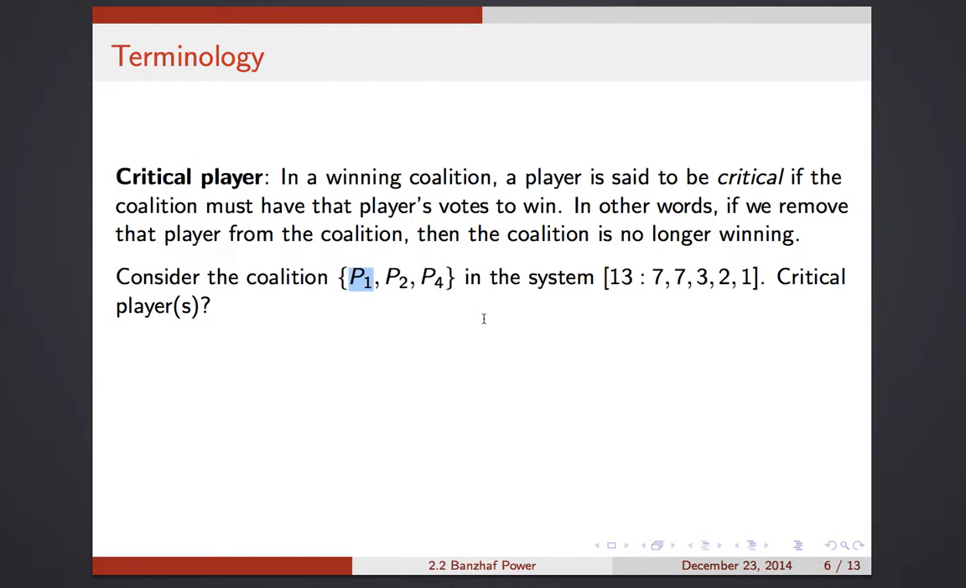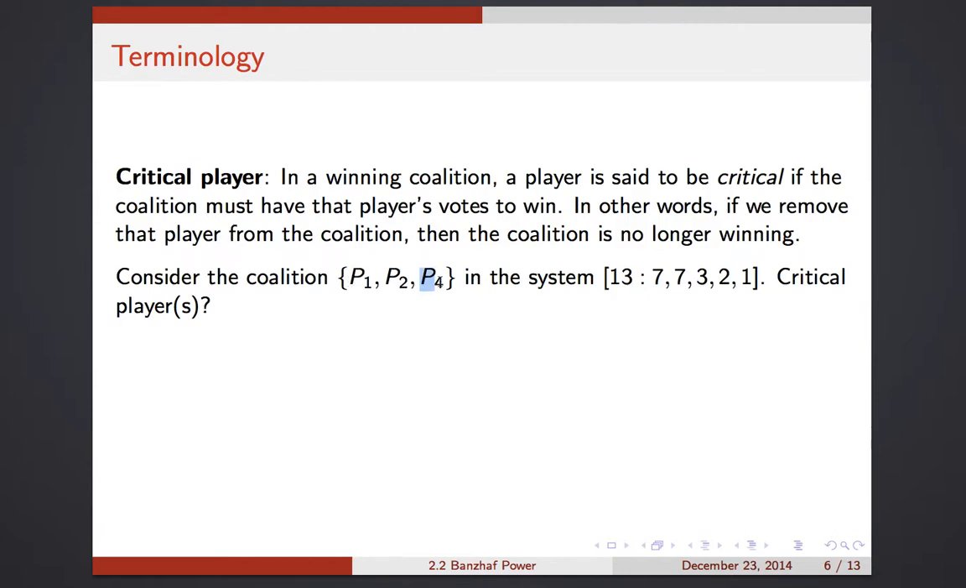Well, no, the coalition wouldn't be winning if you kicked player 1 out, because if you kick him out, all that's left is player 2 and player 4, and the sum of their votes is 7 and 2, which is 9, and 9 is smaller than 13. So if you kick player 1 out of there, the coalition doesn't win anymore. They can't pass a motion anymore. So player 1's votes really are necessary for this coalition to be winning. And the same goes for player 2, because he controls 7 votes. Player 2's votes are necessary for this particular coalition to be winning.